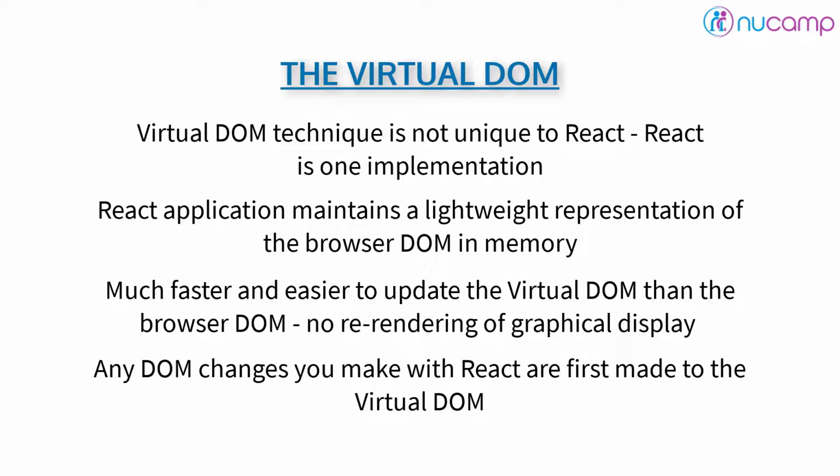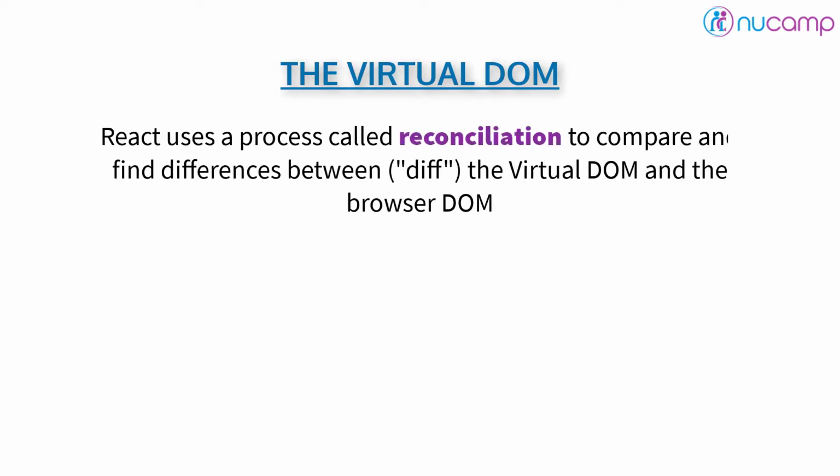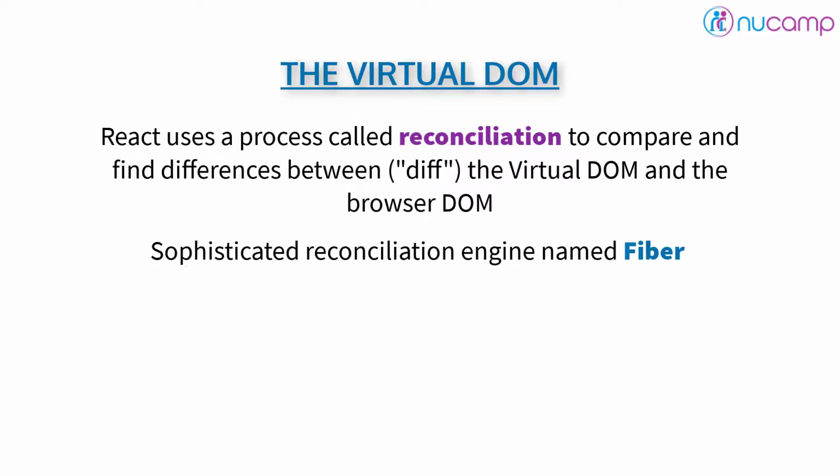So if a user clicks on a button and it changes the color of the web page's background, for example, instead of manipulating the real browser DOM directly, this change first gets made in React's virtual DOM. When changes are made to the virtual DOM, React compares the changes during a process called reconciliation, which is done through its reconciliation engine named Fiber.